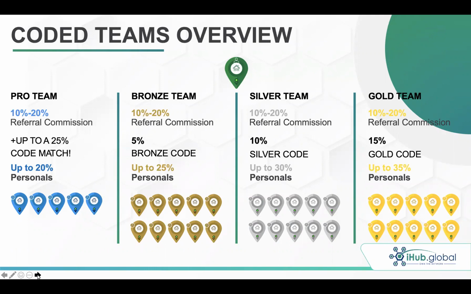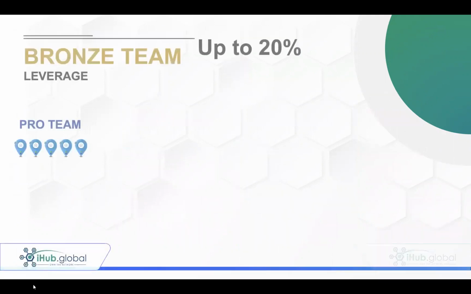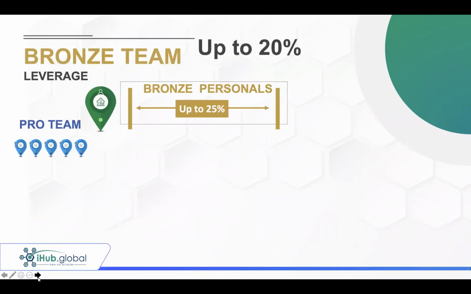It is a one-level compensation plan, but it gets even better than this, because there's a leverage component here that we haven't even talked about yet. So up to 20% on all your personals, up to 25% because of that 5% bronze code, starts with number 6, 7, all the way through the next 10 slots. But what are these folks going to do? These folks are going to go out there with their 5 free mining assessments that have already been claimed, because you're working with them. And they're going to begin to bring in their people, their pro team. Those are blue guys for them.